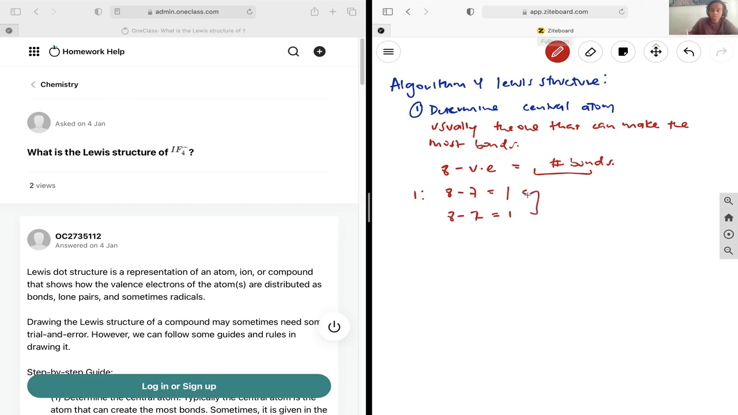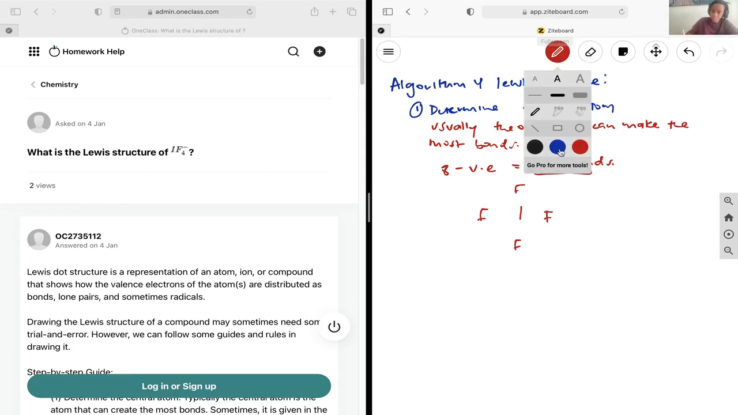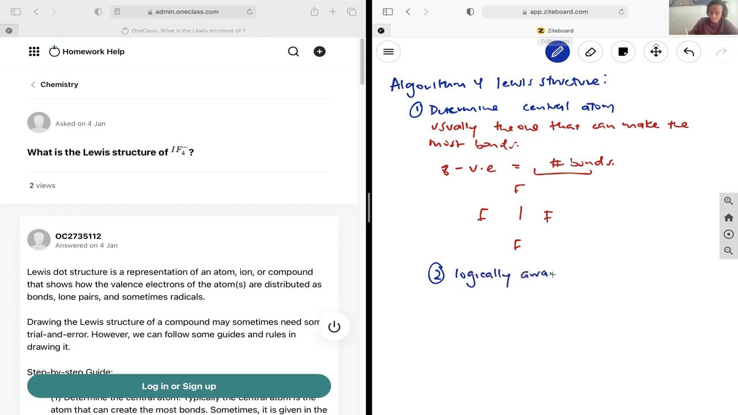So in this scenario, it's not clear which one is going to be our central atom, but the one that we have less of in the scenario is going to be our best central atom, because that just logically makes sense. And so our structure would look something like this. For our next step, we are going to want to logically arrange your atoms. So in this question, that is how we got the skeleton. So you just logically arrange atoms.